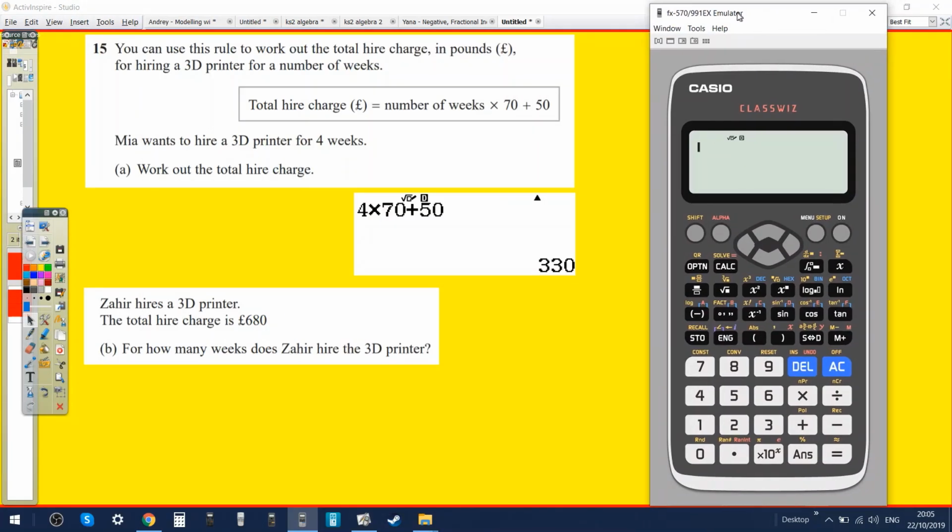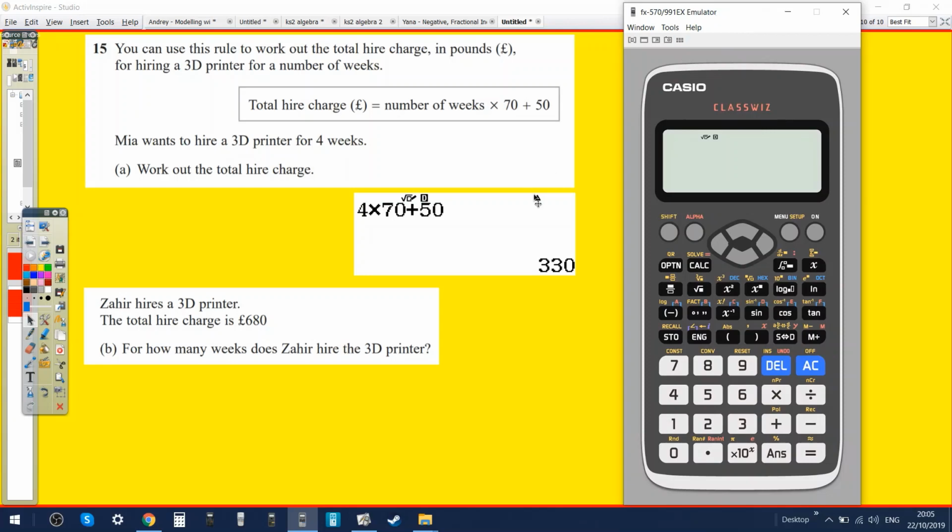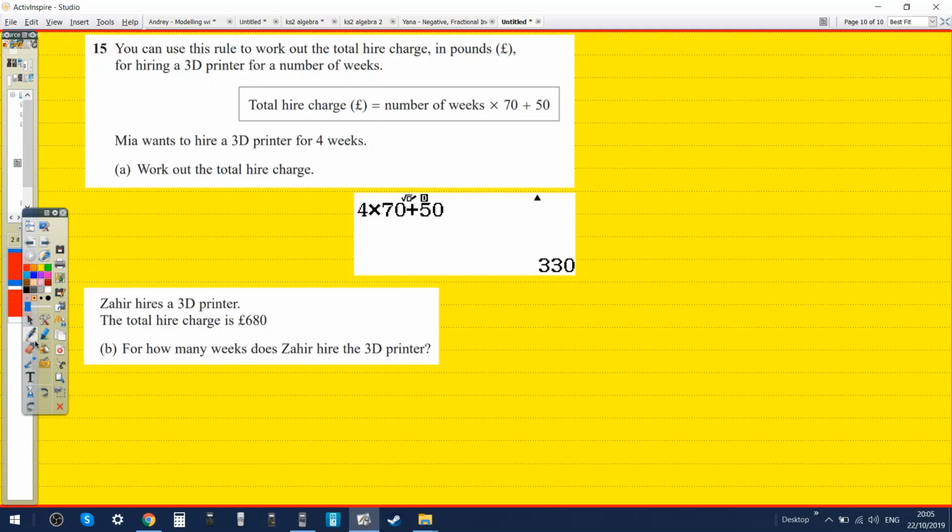991EX. This is the cheating calculator. I love this calculator. This is my favorite. This time they tell you the cost and you have to find the number of weeks. So the total hire charge is 680. Just copy and paste it in there instead of total hire charge. Equals. This time we have to find how many weeks.